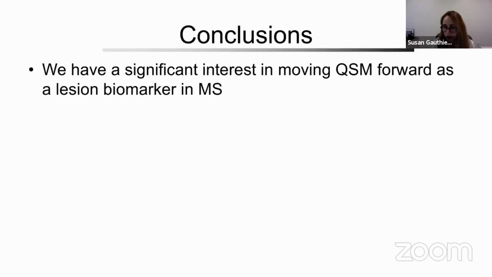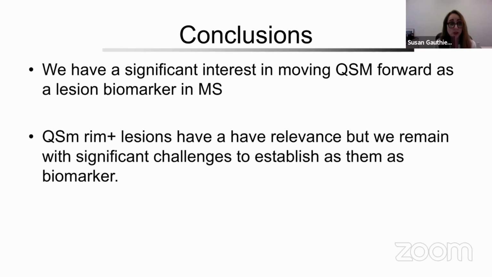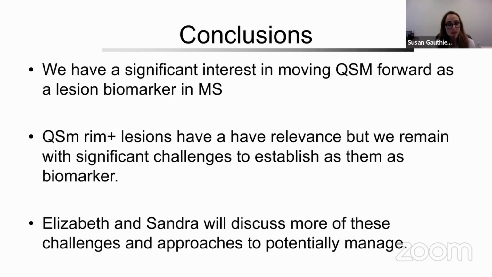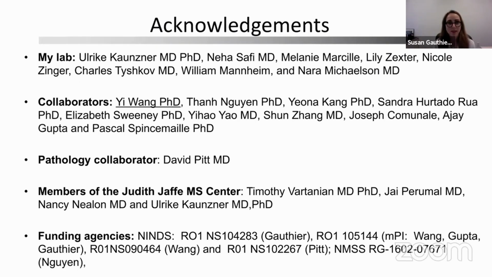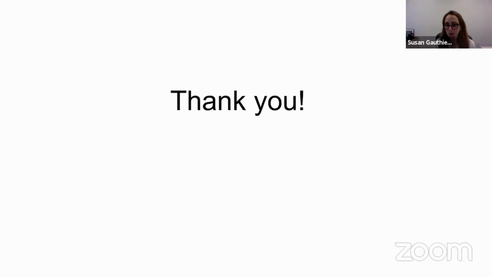So in conclusion, we have significant interest in moving QSM forward as a lesion biomarker in MS. And QSM rim-positive lesions have a relevance in the disease. I think I established that in this talk, but significant challenges remain to establish them as a true biomarker. And Sandra's going to go into what it means to establish this as a biomarker. And I think that will be it. And these are my acknowledgements, and thank you.